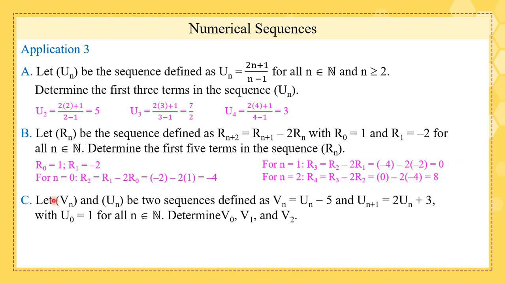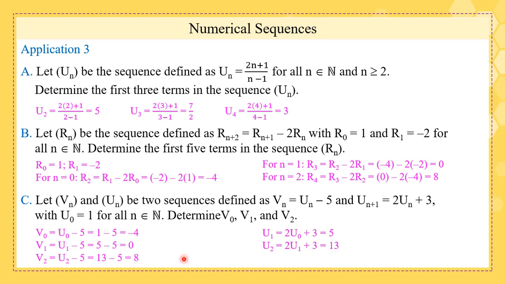Now we have Vn and Un, a relation between them, and we need to find V0, V1, and V2. Try to do it alone. We see that V0 from this relation is U0 minus 5, and we know U0. And in fact, to know V1, we need U1, so let's calculate it first. What is U1? It's 2U0 plus 3, which is 5. So what is V1? It's U1 minus 5. Again, to find V2, we need U2. So we calculated before, and so on.